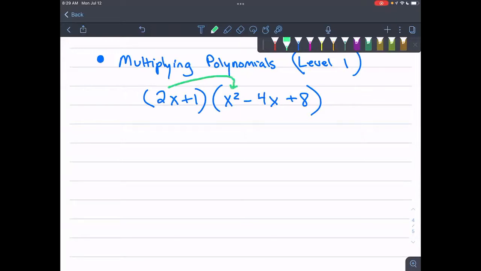2x times x squared. What do we take 2x times next? Times negative 4x, and then times 8. What would we multiply after that? 1 times x squared, and then 1. So that's basically it. It doesn't matter how many terms are in the second parentheses. Even if you had 5 terms in the second parentheses, you just distribute the 2x to all of them, distribute the 1 to all of them. You end up with a bunch of terms on the next step, put together all the like terms.